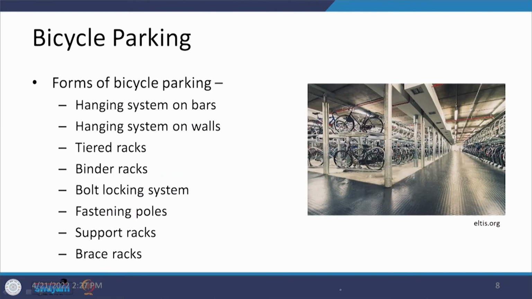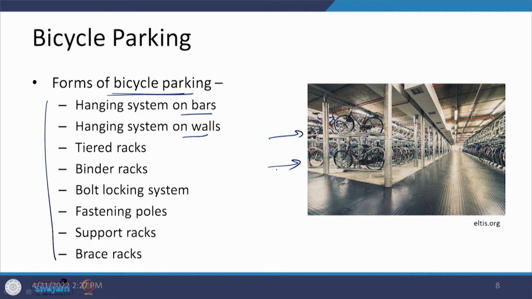Here a few of the bicycle parking types are being talked about, and what you can see is there are different ways in which the parking of the bicycle can be done. It can be in terms of hanging systems, it can be in terms of bolted systems, it can be in terms of racks. Hangings can be on bars or on walls. There are different racks, as you can see in this particular photograph, where a 2-level rack is being provided.